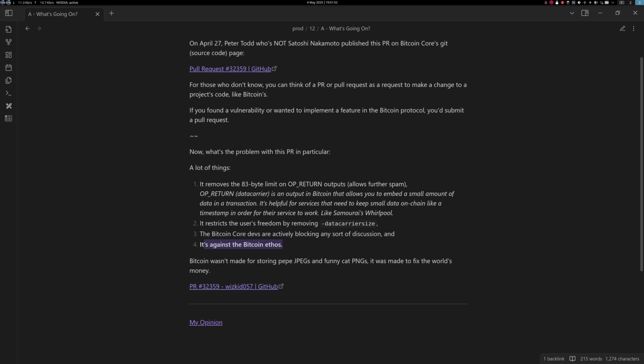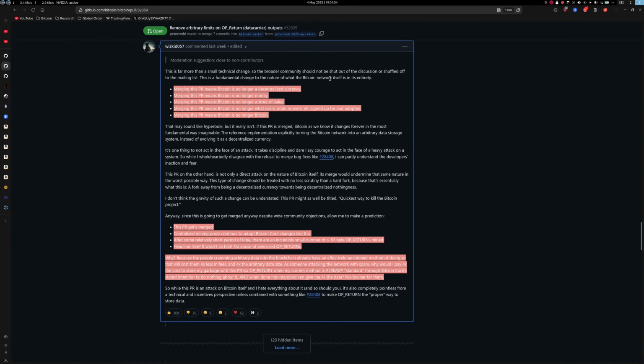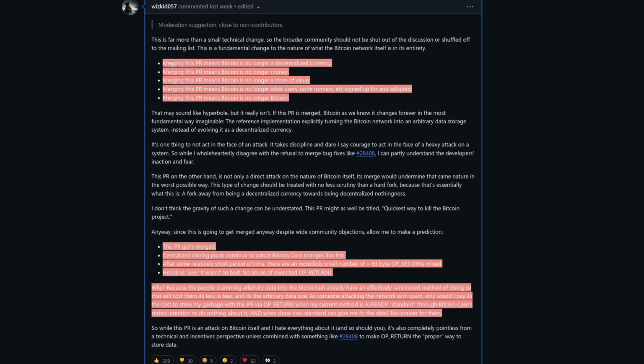As we can see in this comment on the pull request, this is a great comment. Merging this PR means Bitcoin is no longer decentralized currency. Merging this PR means Bitcoin is no longer money. Merging this PR means Bitcoin is no longer a store of value. Merging this PR means Bitcoin is no longer what users, node runners, etc. signed up for and adopted, and merging this PR means Bitcoin is no longer Bitcoin.